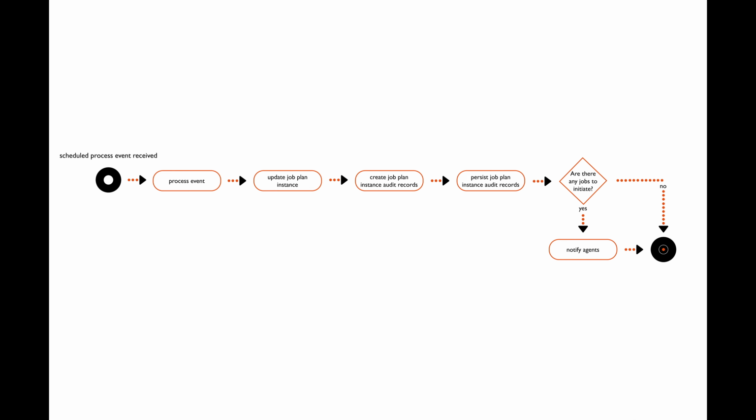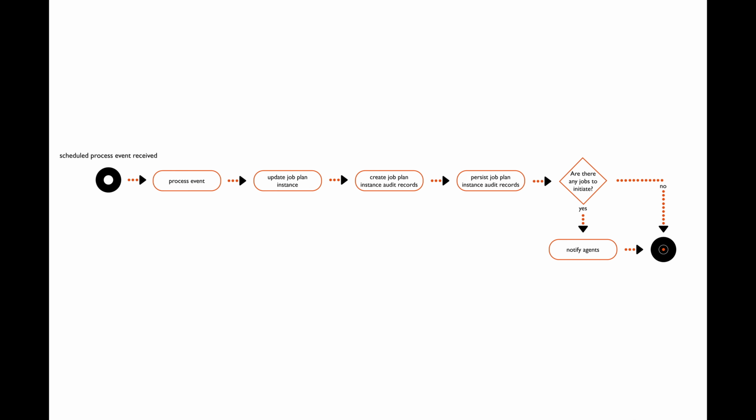And now, back to when we were processing the event, have we determined that some jobs can be initiated on the back of that event received? The answer being yes, we notify the agent that those jobs can now be executed. If not, the context machine has reached its end state and there's nothing to do.